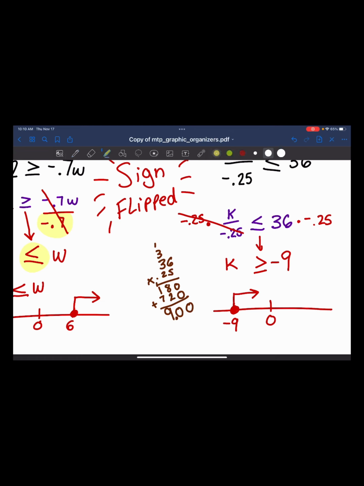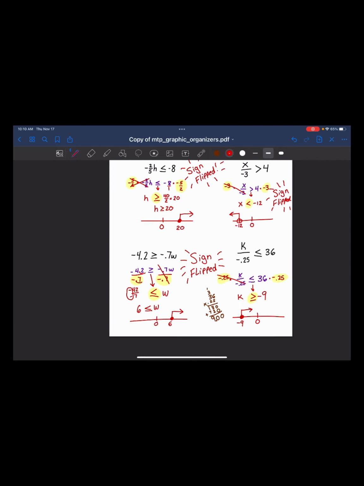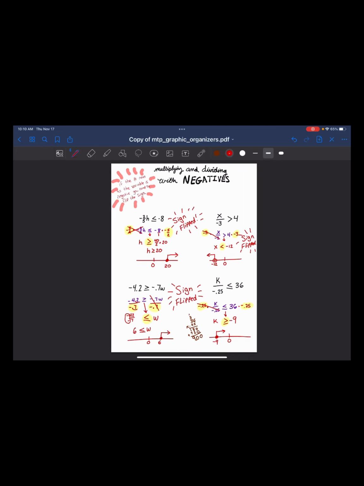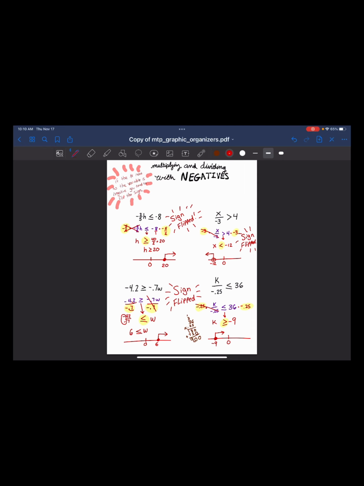Grab your highlighter. Let's highlight the things that made my sign flip. It was when we multiplied by negative 0.25 to both sides. And then highlight that sign that flipped. Sign flipped again. I don't have any room to write "sign flipped," but that's okay. We know sign flipped, sign flipped, sign flipped. Flip your signs when you multiply or divide by a negative.